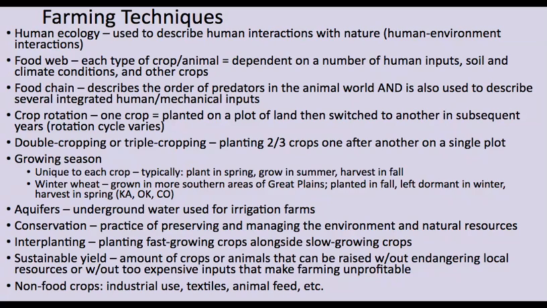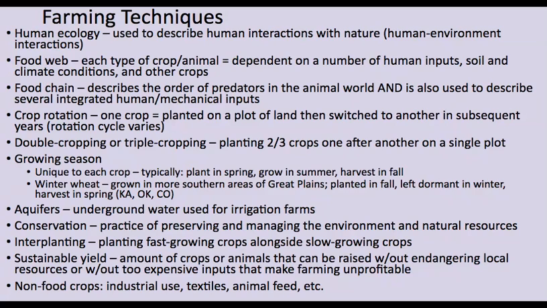So human ecology. Again, this is used to describe human interactions with nature, so our human-environment interactions. Agriculture obviously is a huge aspect of understanding how we interact with nature, because we are the ones creating these goods through our relationship with what's around us environmentally. Food web: each type of crop and animal is dependent on a number of inputs: the soil, the climate conditions, other crops, agriculture, farmers. They have to think about that.